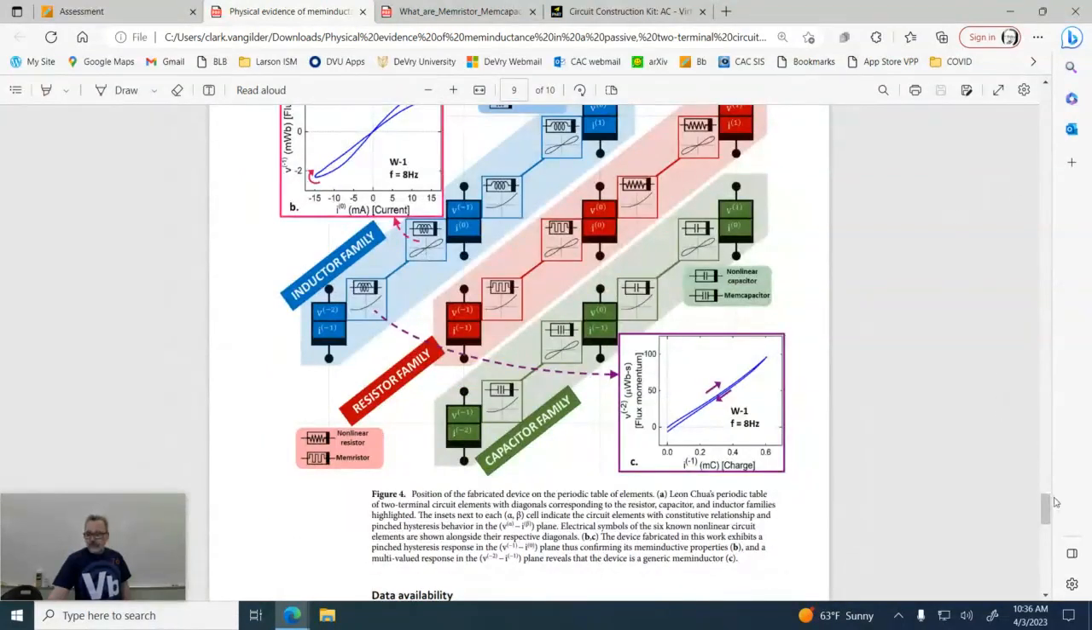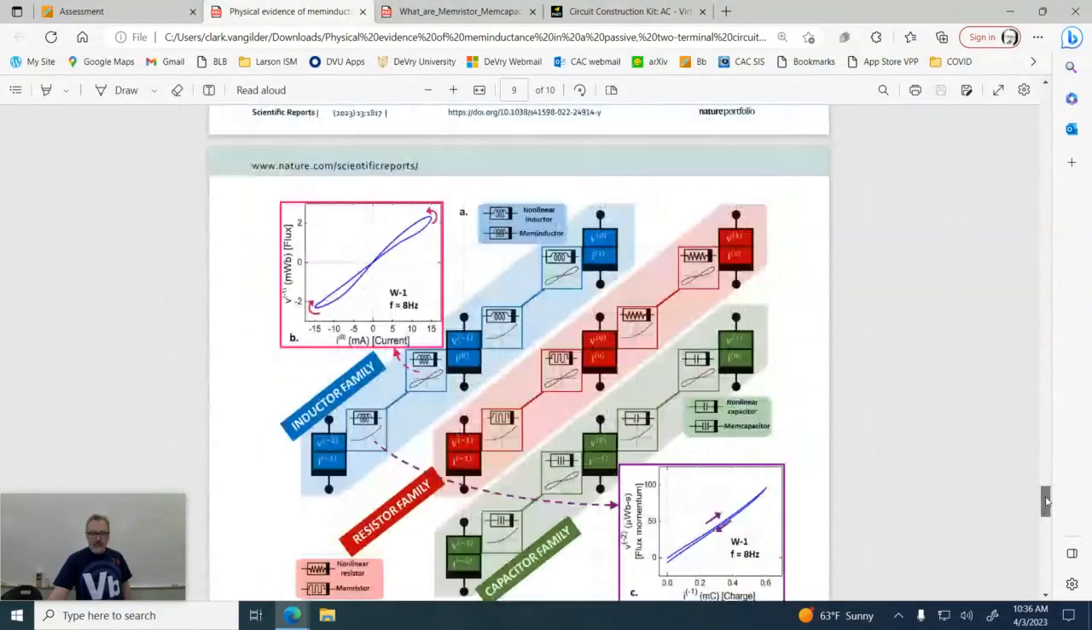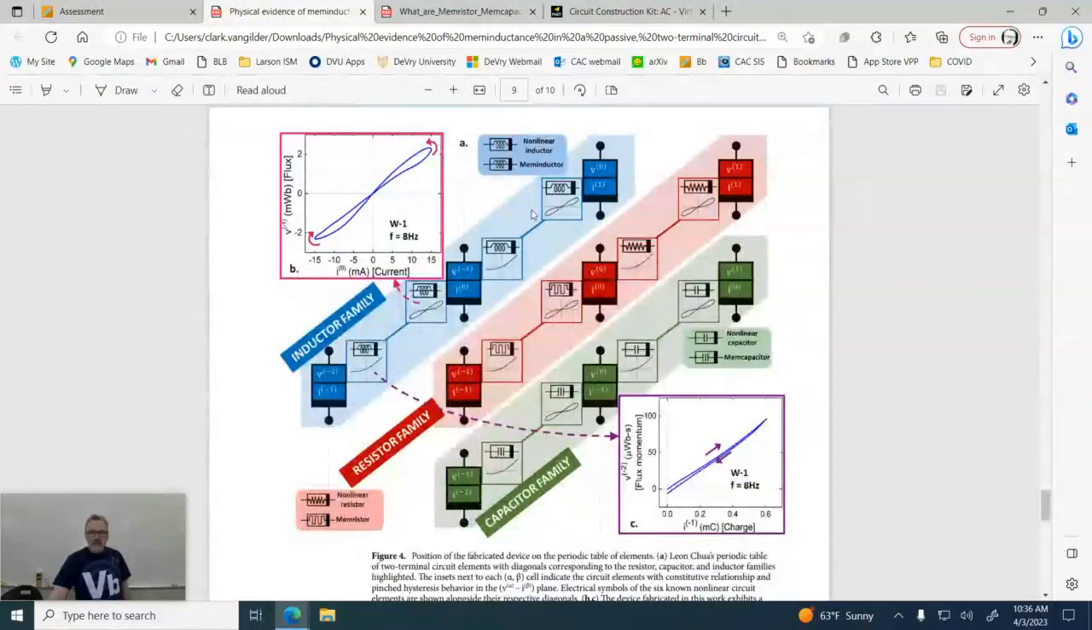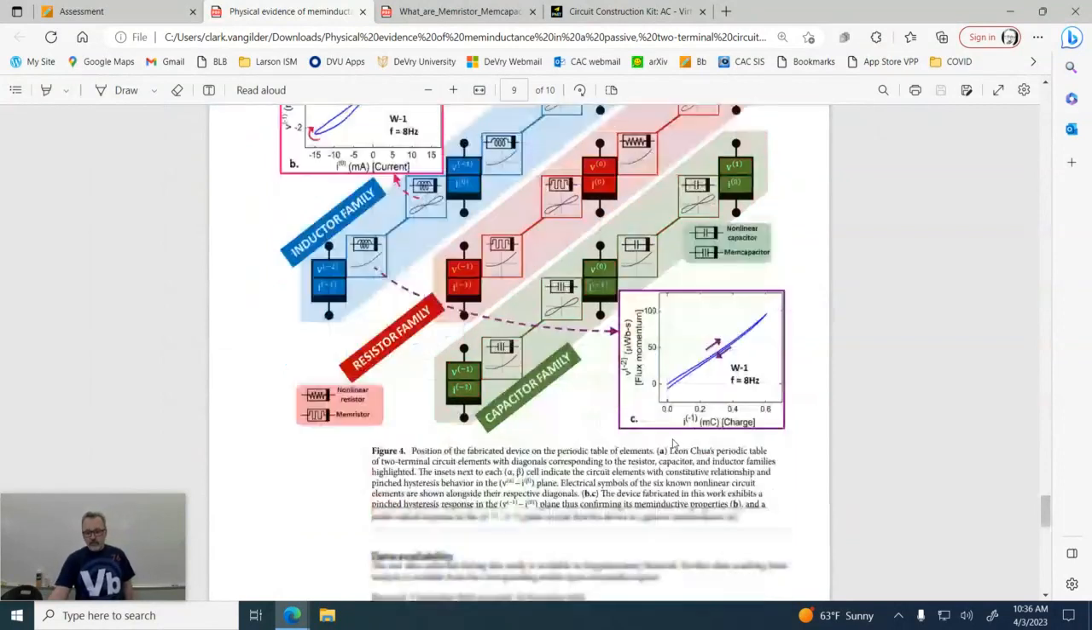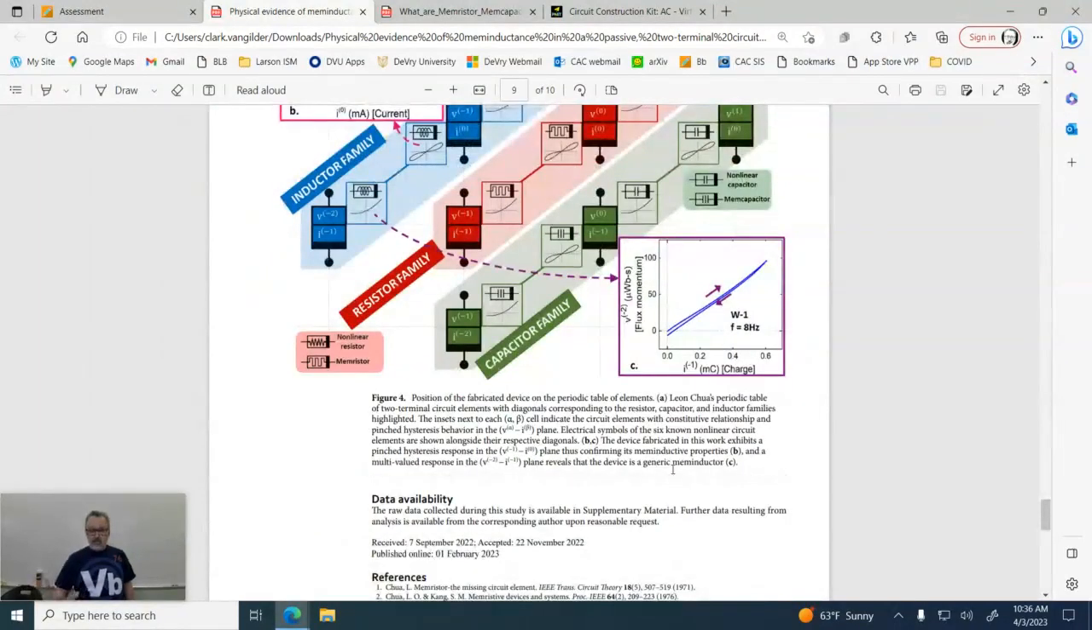But this is the periodic table of circuit elements. Kind of an interesting thing is just resistors, capacitors, inductors. And there's this family, so there's a lot to read about that. That's totally not testable. This is kind of enrichment.